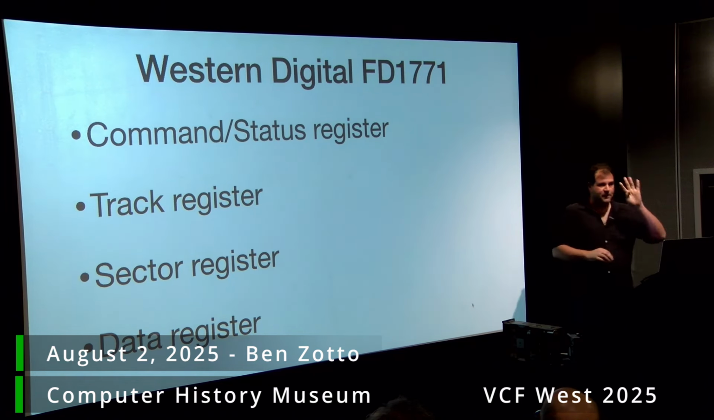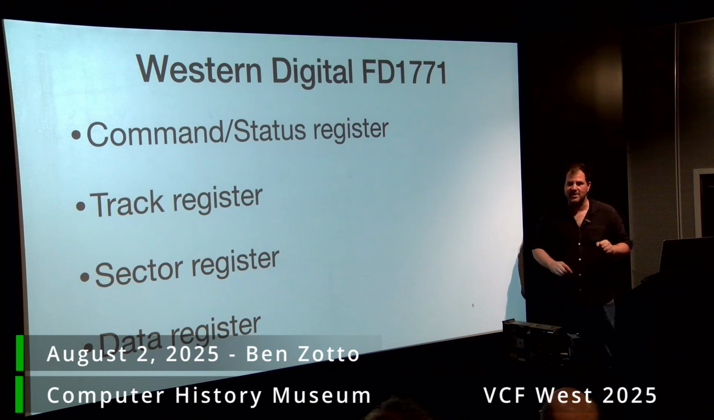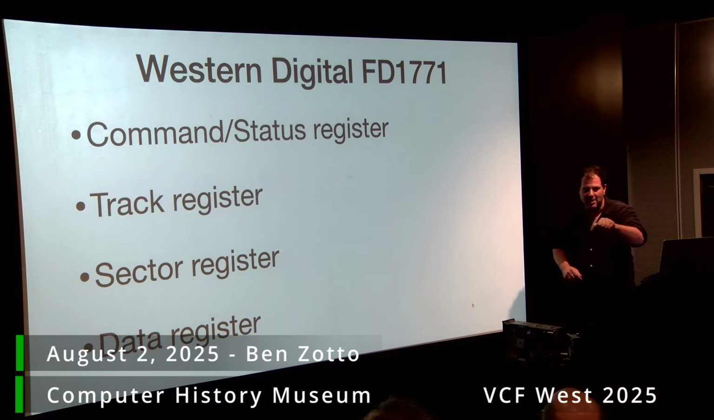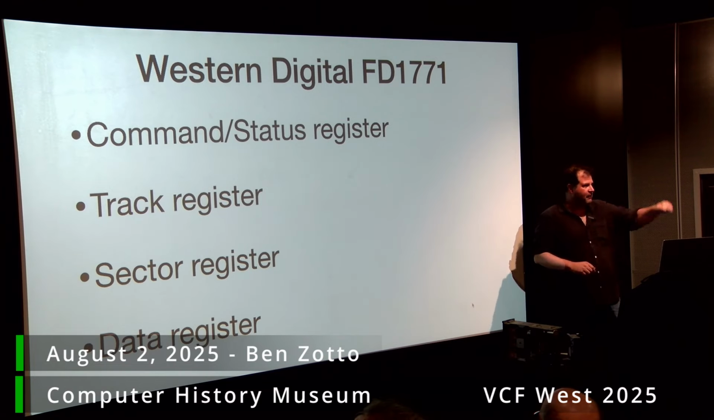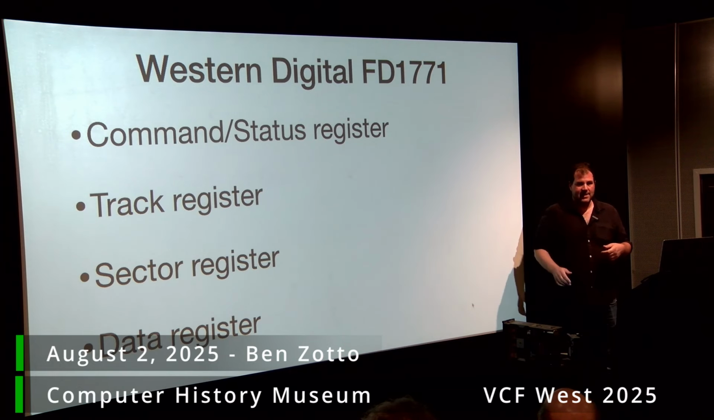The 1771, the way you program it is with 4 registers. Usually you map them to 4 consecutive addresses in memory, or you do on a 6800 system. The command and status register: when you write, it's a command, and when you read, it's the status. The track register: what track do you think you're on? The sector register: what sector are you trying to read or write? And the data register, one byte at a time, read or write.